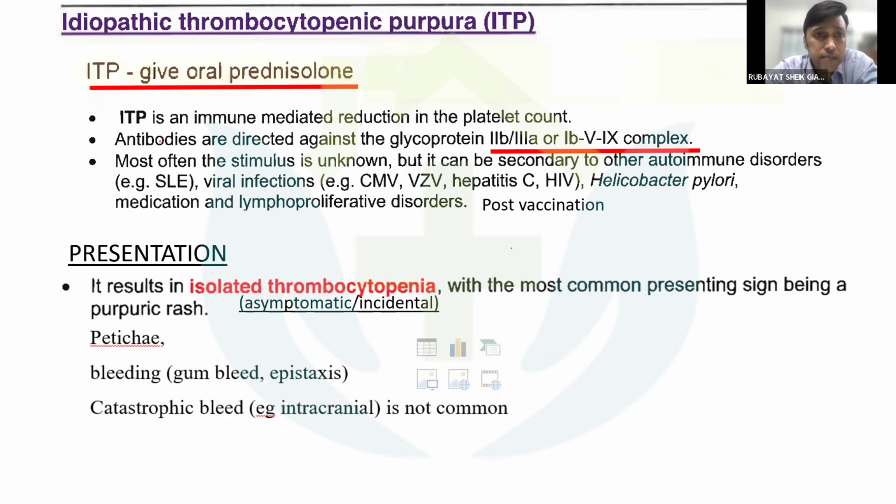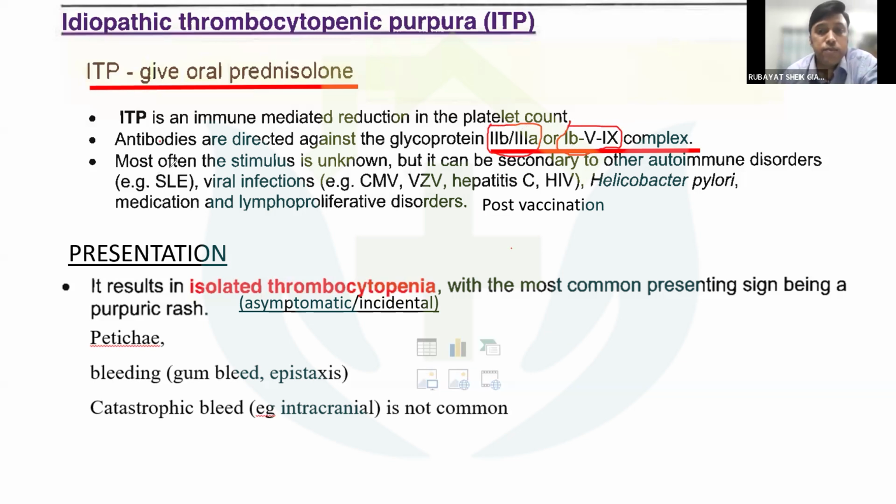As you all know, it's an immune-mediated reduction in platelet count. So against what structure is the autoantibody forming? It's against the 2B3A glycoprotein on the platelets. This is a very important receptor on the platelets. The antibodies in ITP are against the 2B3A receptors on the platelets. This is a very commonly asked question. 1B is a less common antibody, but 2B3A is more common.